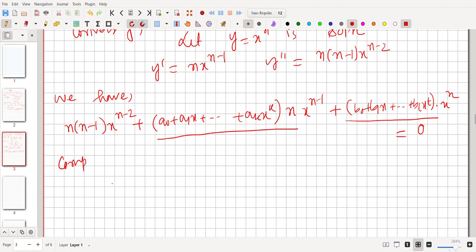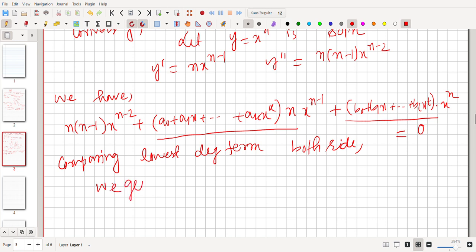So comparing the lowest degree term on both sides, we get n into n minus 1 is 0, because here the lowest degree term is x to the n minus 1 and here the lowest degree term is x to the n. So in this sum, the lowest degree term is x to the n minus 2. That coefficient must be 0, because on the right hand side we have 0. That means n into n minus 1 is 0, which implies n equal to 0 or n equal to 1.